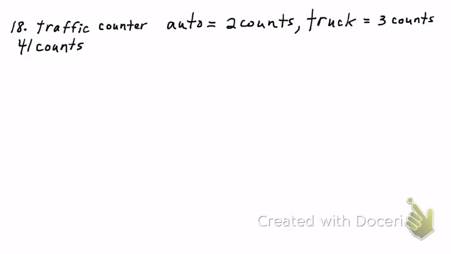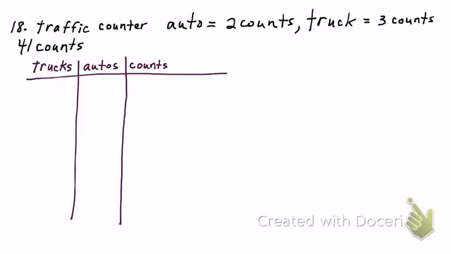So let's see. Well, let's start by making a table first, and that'll help us to keep track of this. We're going to start with one truck, because I'm going to guess that we'd have more cars or autos than trucks. If we had one truck, then our count for that one truck would be 1 times 3. Each truck has 3 counts.